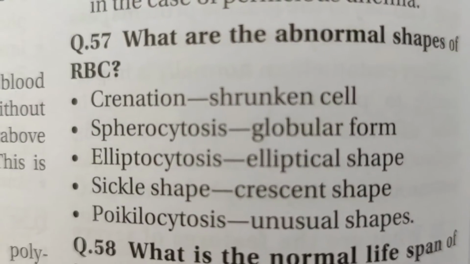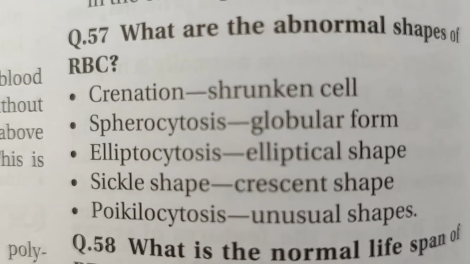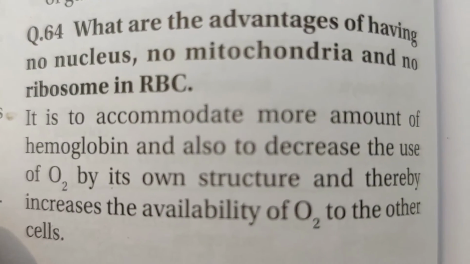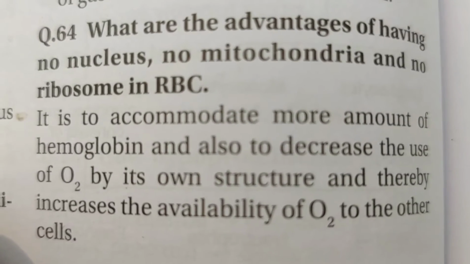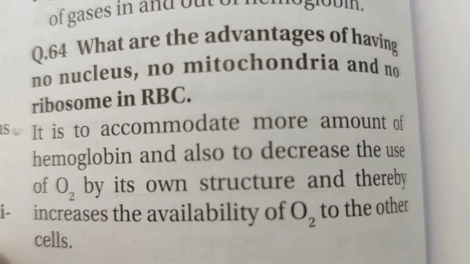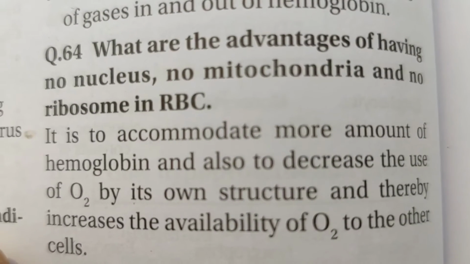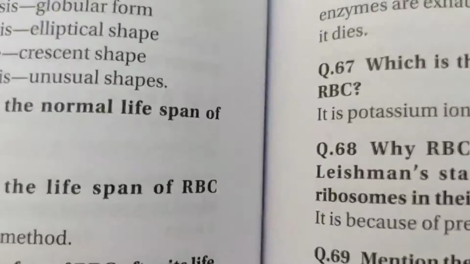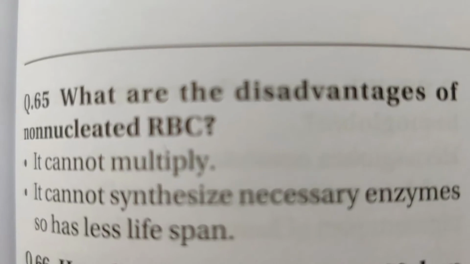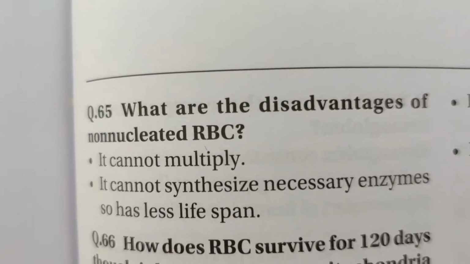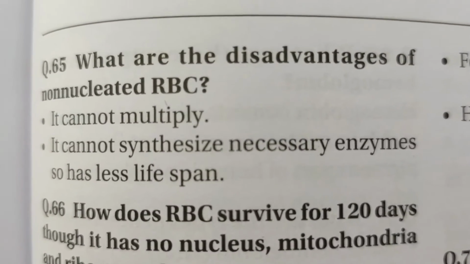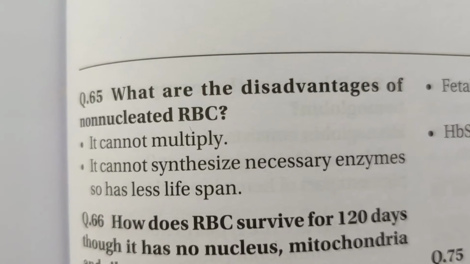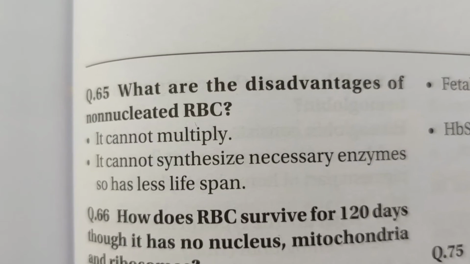What are the advantages of having no nucleus, no mitochondria, and no ribosome in RBC? Now this is a very important question. It is to accommodate more and more of hemoglobin and also to decrease the use of oxygen by its own structure, and thereby increases the availability of oxygen to the other cells. Now, what are the disadvantages of non-nucleated RBCs? First is, it cannot multiply because without nucleus cell division is not possible. And second is, it cannot synthesize the necessary enzymes, so has a less lifespan.